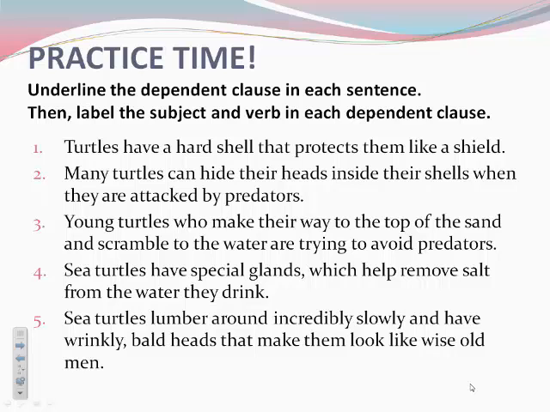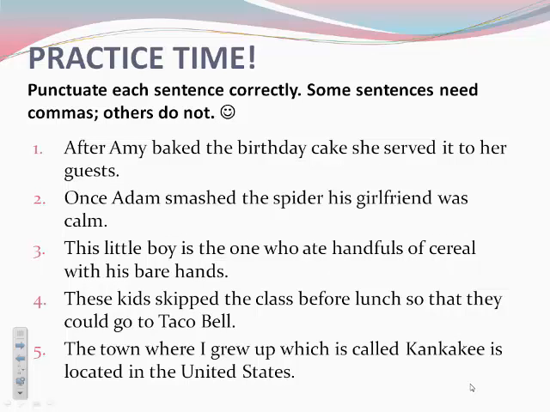Let's move on to the next practice section. For this section, you're going to punctuate each sentence correctly, putting commas where necessary, and also underline the dependent clause, please, and identify if that clause is a relative clause or a subordinate clause. So number 1, after Amy baked the birthday cake, she served it to her guests. After Amy baked the birthday cake is a subordinate clause, and since it starts the sentence, it needs to have a comma after the word cake.